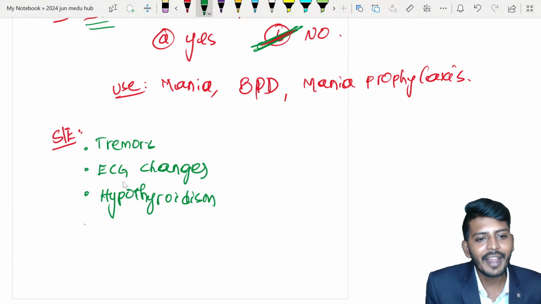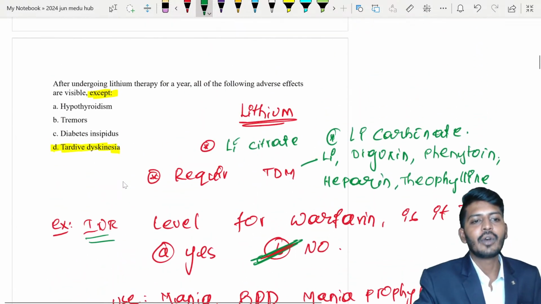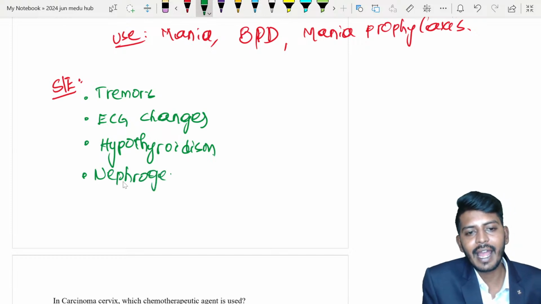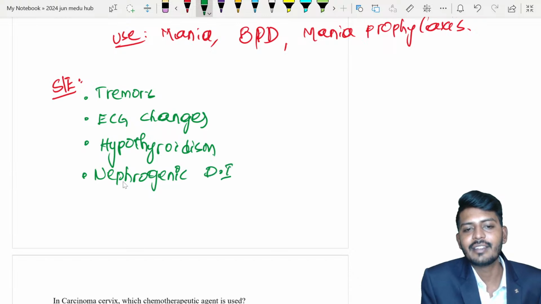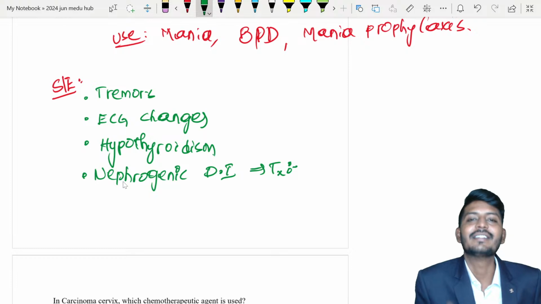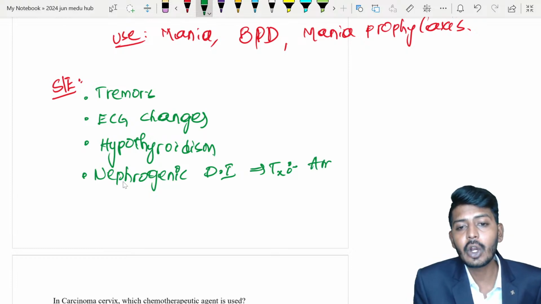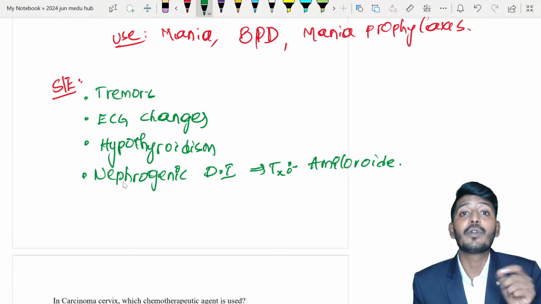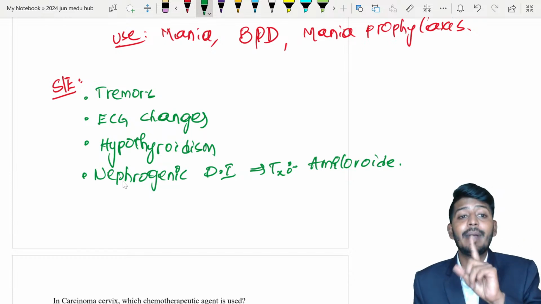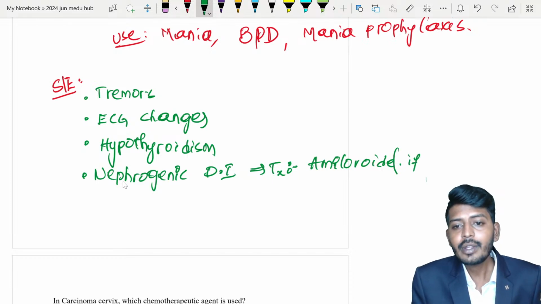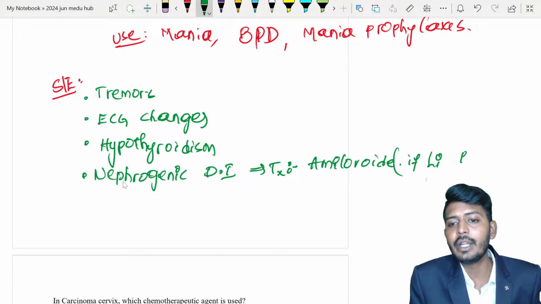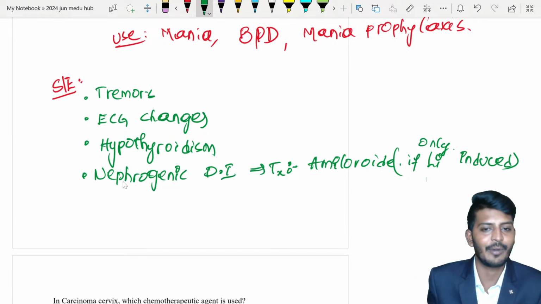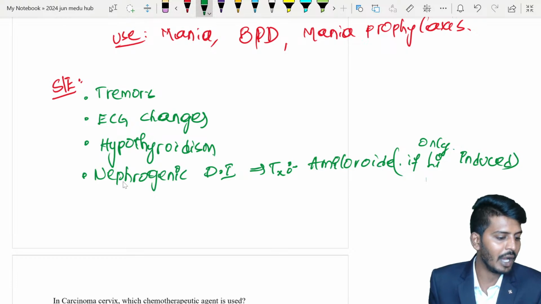Now the next side effect: you also get nephrogenic diabetes insipidus. Look carefully, nephrogenic diabetes insipidus. What is the treatment for it? It is amiloride. Amiloride is the drug of choice for the treatment of nephrogenic diabetes insipidus caused by lithium. So amiloride only if lithium induced. Don't make a mistake. The drug of choice is amiloride.